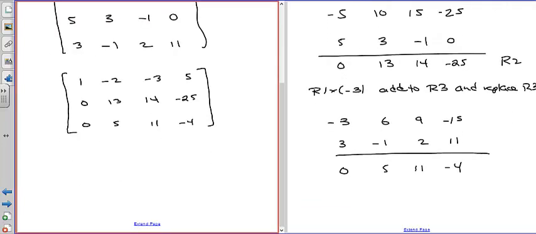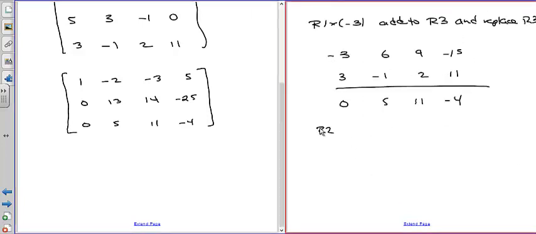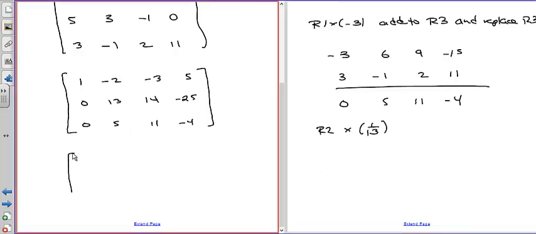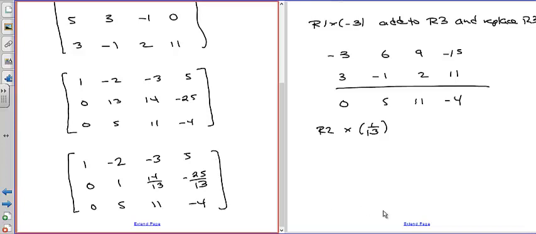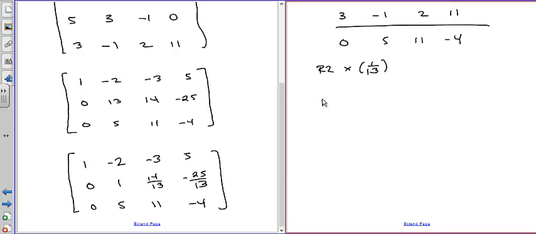Okay, now what we're going to do is we're going to take row 2 and multiply by 1/13. And what that's going to do is it's just going to get us a 1 right here. So we'll get 1. Here we'll get 14/13 and negative 25/13. So that's pretty easy. You just divide everything by 13. Keep row 3 the same. Okay, next thing we're going to do is we're going to take row 2 times negative 5, add to row 3, and replace row 3.